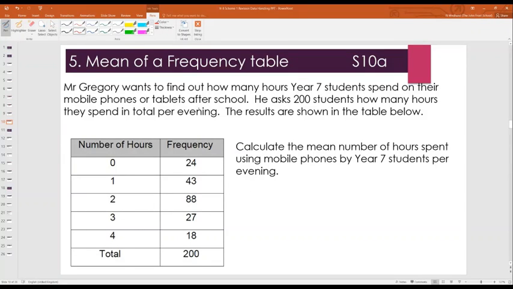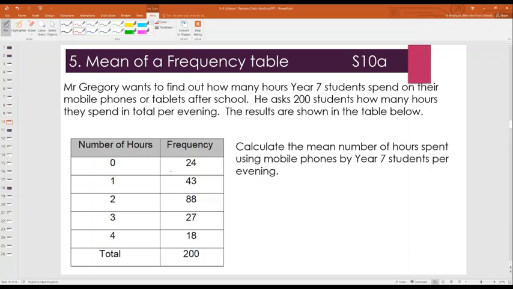Okay, and then on to this question then. So this is mean of a frequency table now. So this says Mr. Gregory wants to find out how many hours Year 7 students spend on their mobile phones or tablets after school. He asks 200 students how many hours they spend in total per evening. The results are shown in the table below. Calculate the mean number of hours spent using mobile phones by Year 7 students per evening.